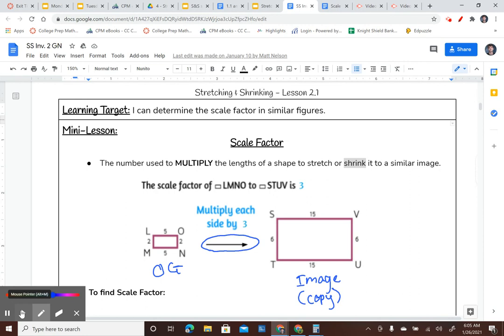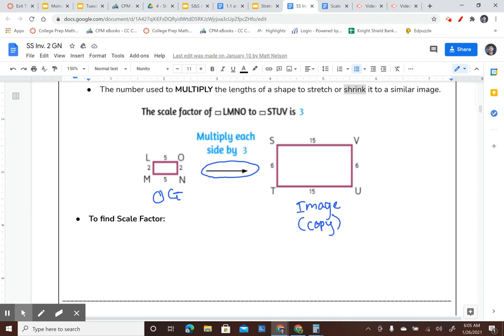And when we solve for scale factor, this is how we do it. So to find the scale factor here, in other words, what we multiply each side by, we have to do the opposite of multiplying, which is division. And so I would say, okay, SV aligns with LO. And so I write it as my copy, or my image, you'll see it both ways, over my original.